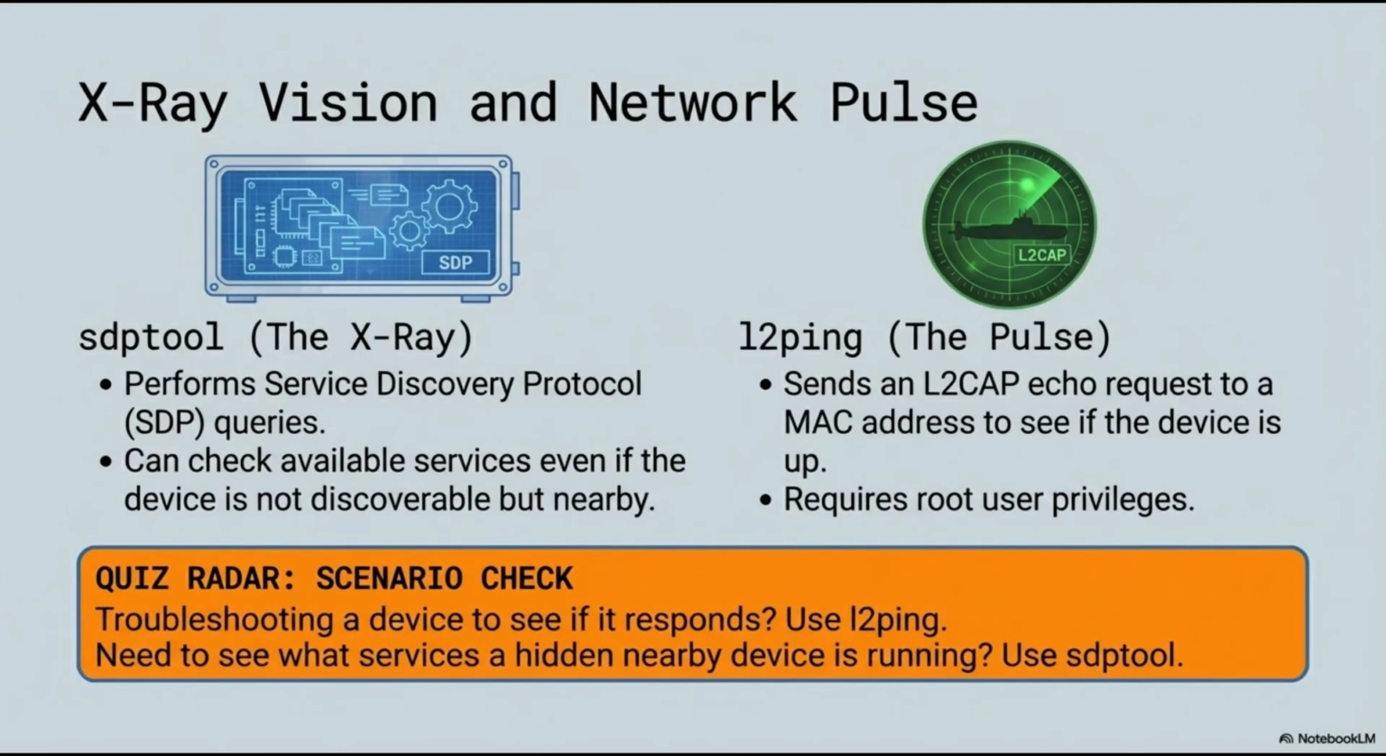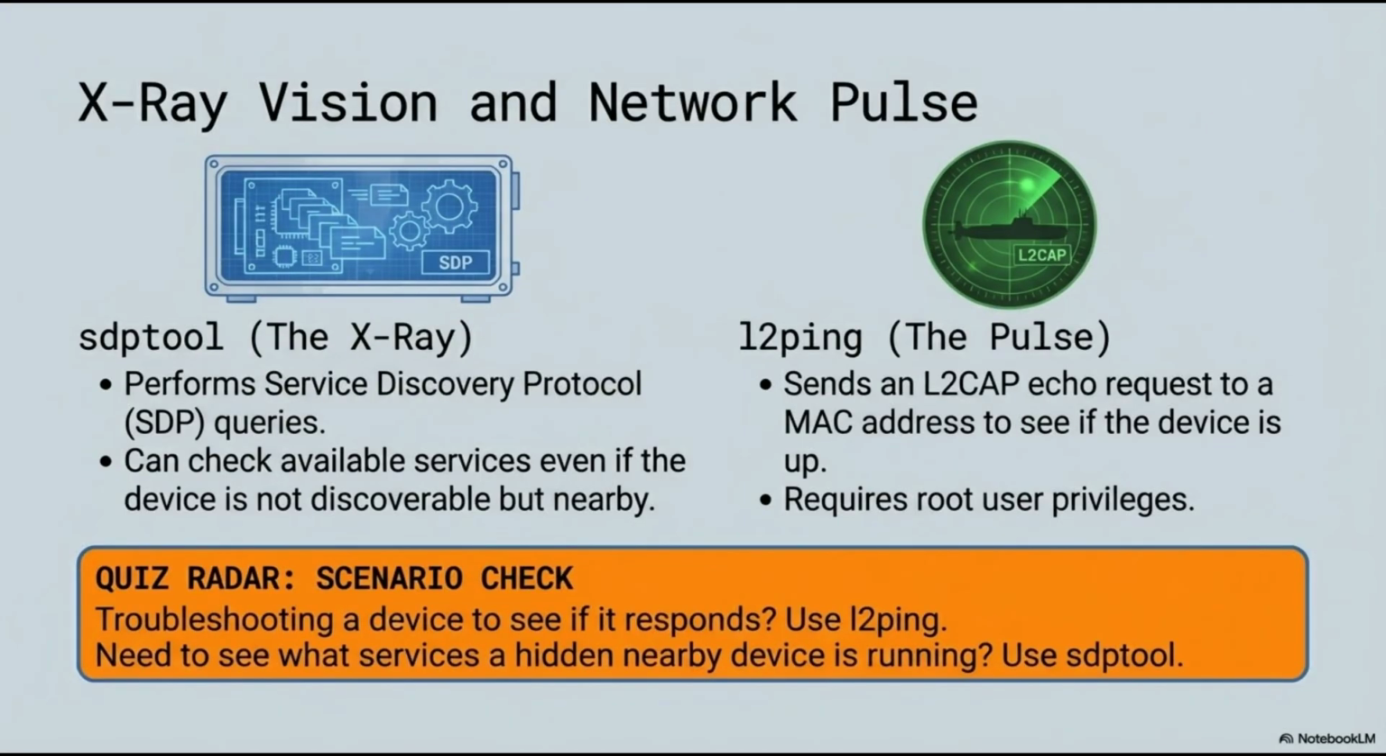This is where the reconnaissance gets really interesting. We're looking at 2 specific discovery tools using the X-ray and pulse analogies. First, sdptool. This is the X-ray. It performs Service Discovery Protocol, or SDP, queries. The superpower here is that it checks which services are available on a device, even if that device is not discoverable, as long as it's nearby. It just looks right through the stealth mode.